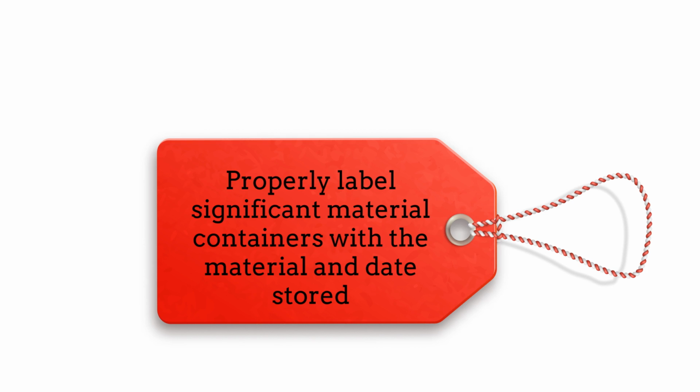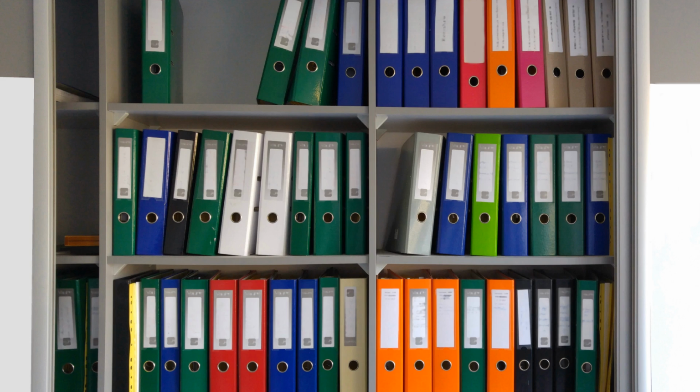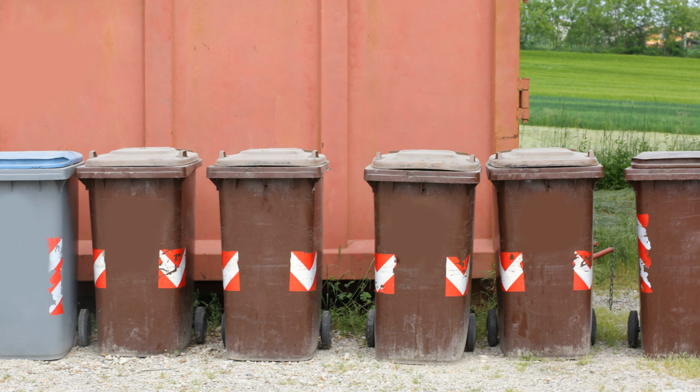Now a brief reminder of some things we've covered today. Properly label significant material containers with the material and date stored. Regularly inspect storage containers and areas for leaks, spills, and malfunctions. Keep accurate records of significant materials, including safety data sheets and shipping manifests. Choose less toxic cleaners and paints when possible. Dispose of waste properly and never let it go into a storm drain, ditch, or body of water.